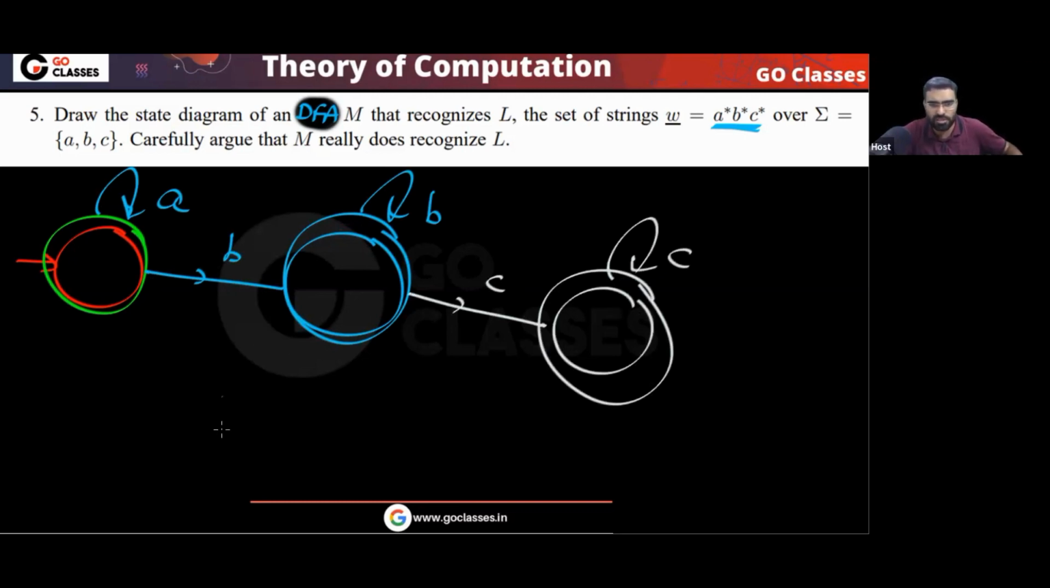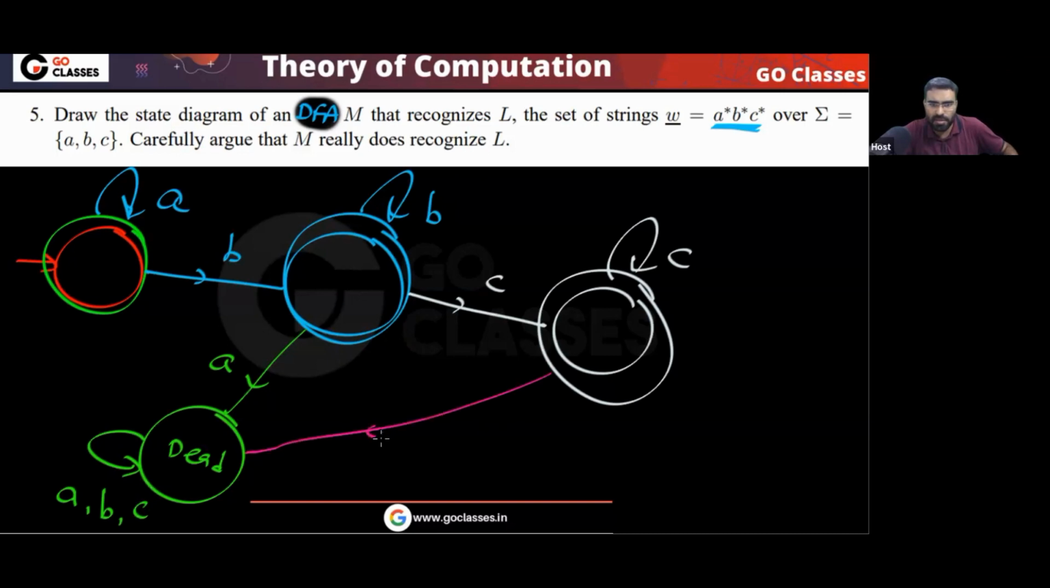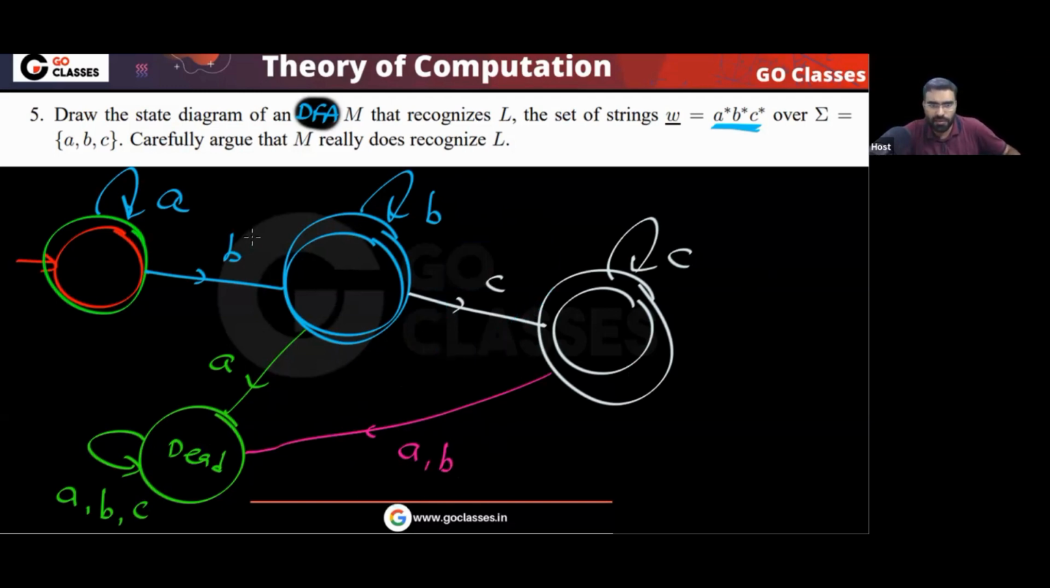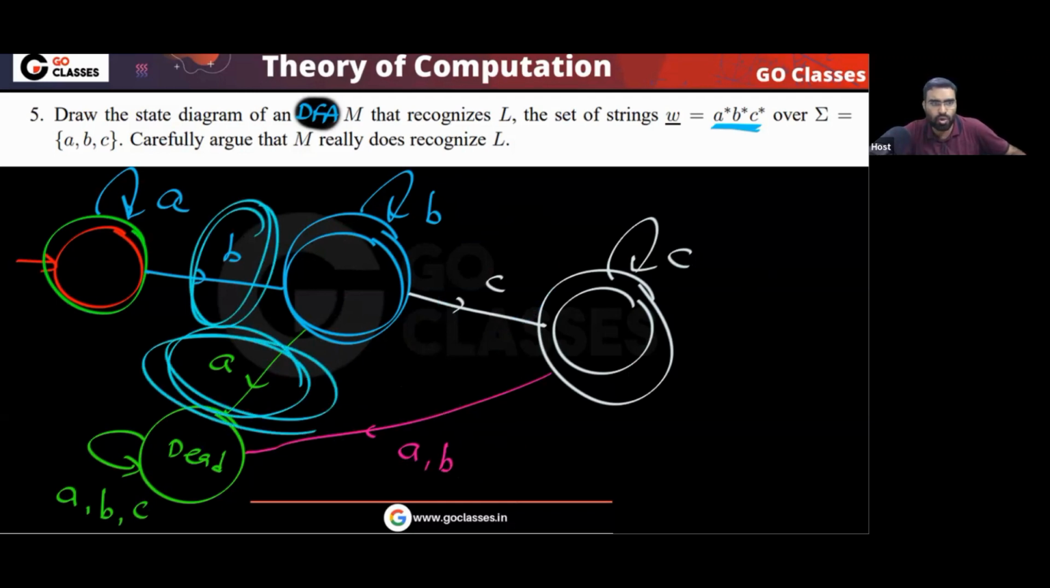Now you notice, after B, if A comes, what should happen? After B, if A comes, then you should go to the dead state. And after C, if A or B comes, where should I go? Again, I should go to the dead state. After this C, if A or B is coming, then I should go to the dead state. After B, if A is coming, I should go to the dead state.